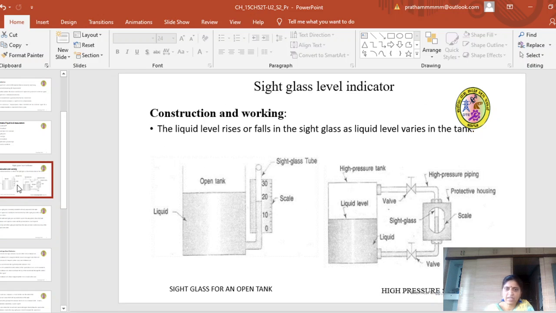So this is a side glass, a simple and easy measurement of the liquid level in the tank. It is a simple and easy method of measurement of liquid in the tank, that we call a side glass for an open tank.